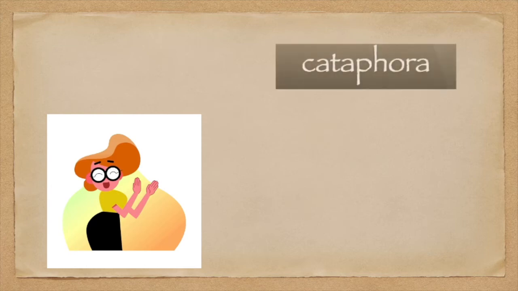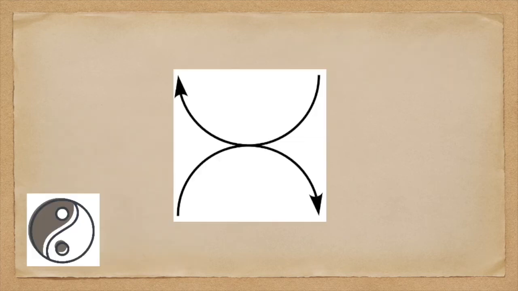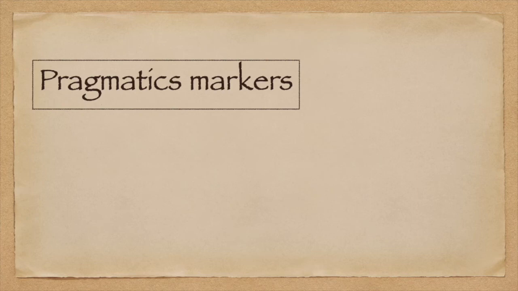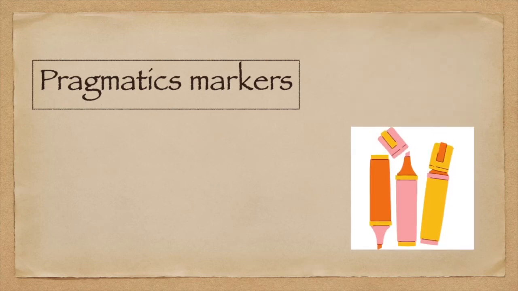Exactly. She was describing him at first, then she said his name once at the end. And that's what we call cataphora. The opposite of cataphora is anaphora, and it's saying the name once, then referring to it as a he or she. And now, my favorite part in pragmatics, markers.